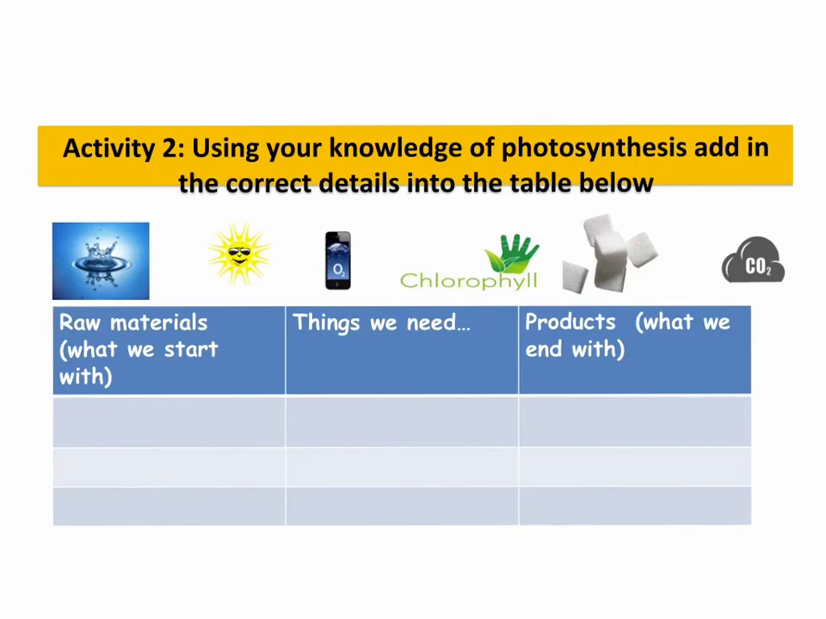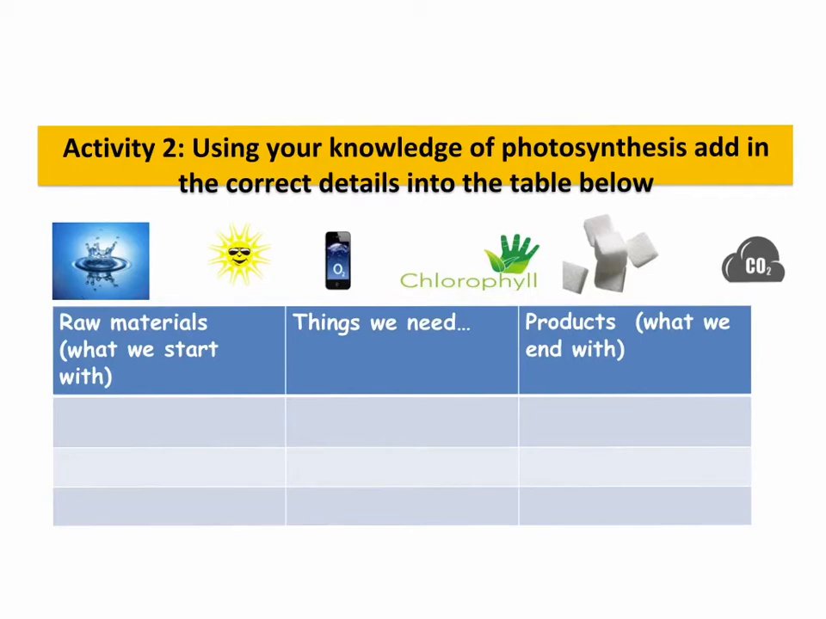Okay, so the next activity is for you to use your knowledge of photosynthesis and add in the correct details into the table below. So you're going to have to draw another table. Here are your headings: raw materials, things we need, products. Products is another term in science for what we get at the end of a reaction.